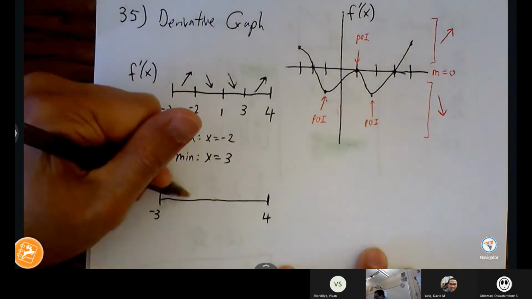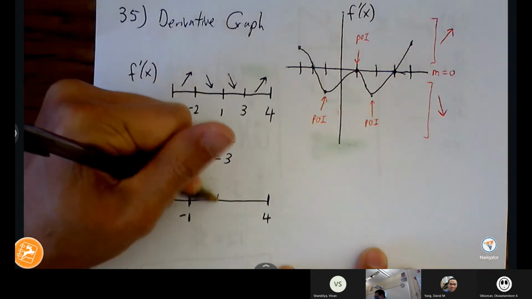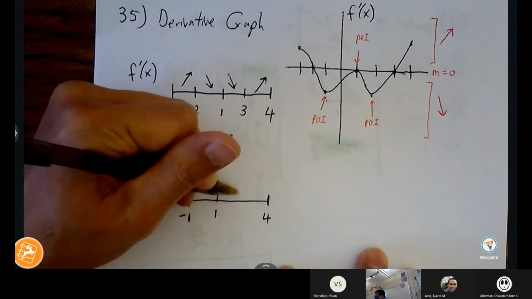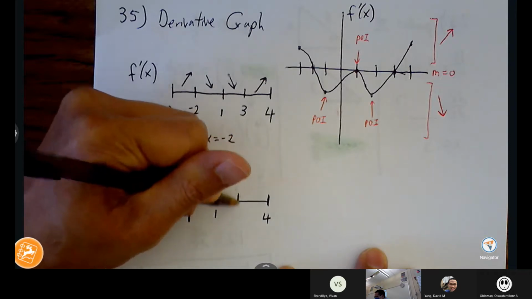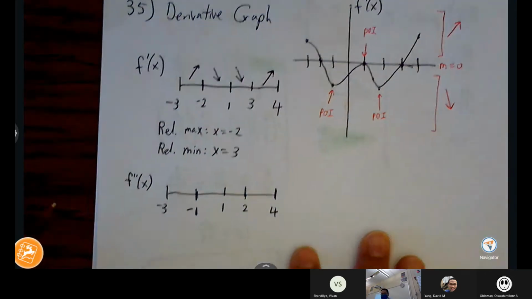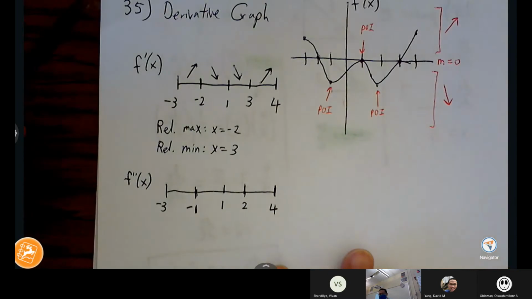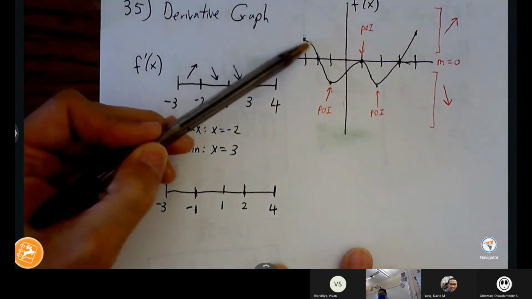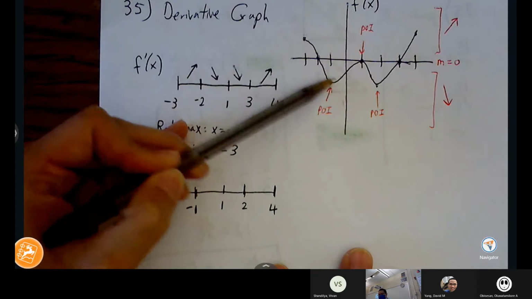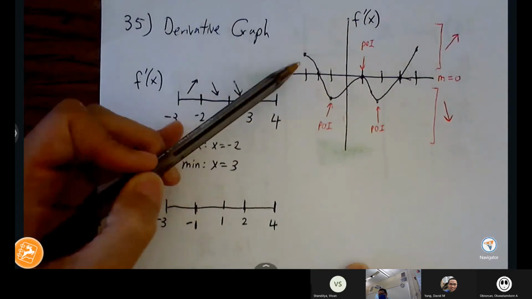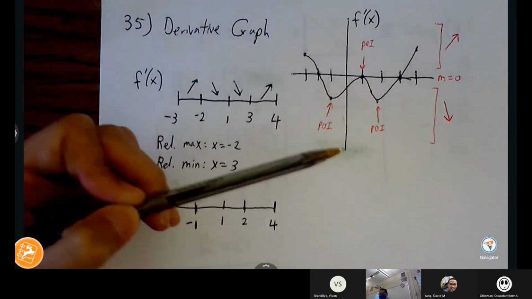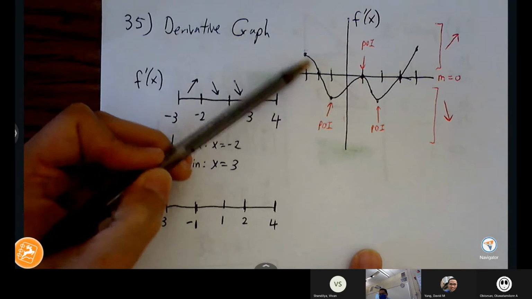So -1, 1, and 2. And now to determine concave up, concave down of the original graph, we look at the slope. Okay, don't look at the curvature, right? This again is not the original graph. So the way we find information about the original graph is a little bit different.